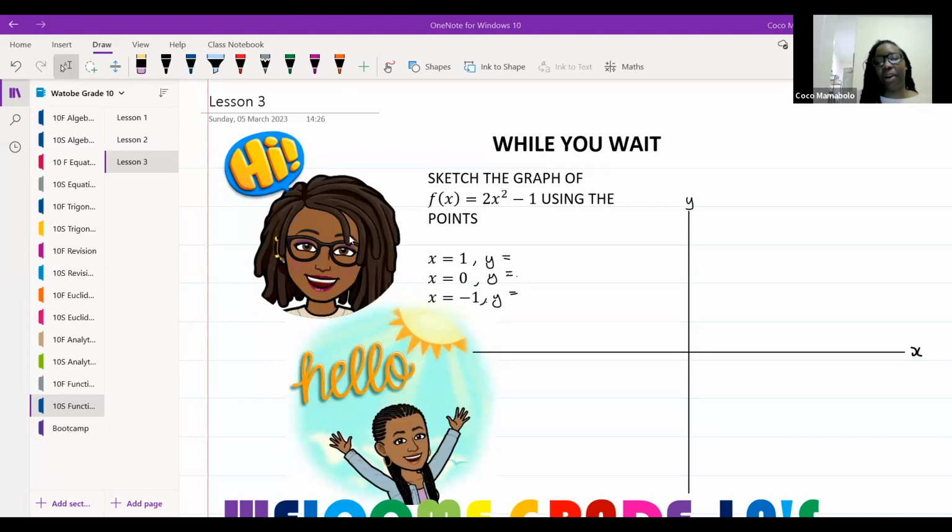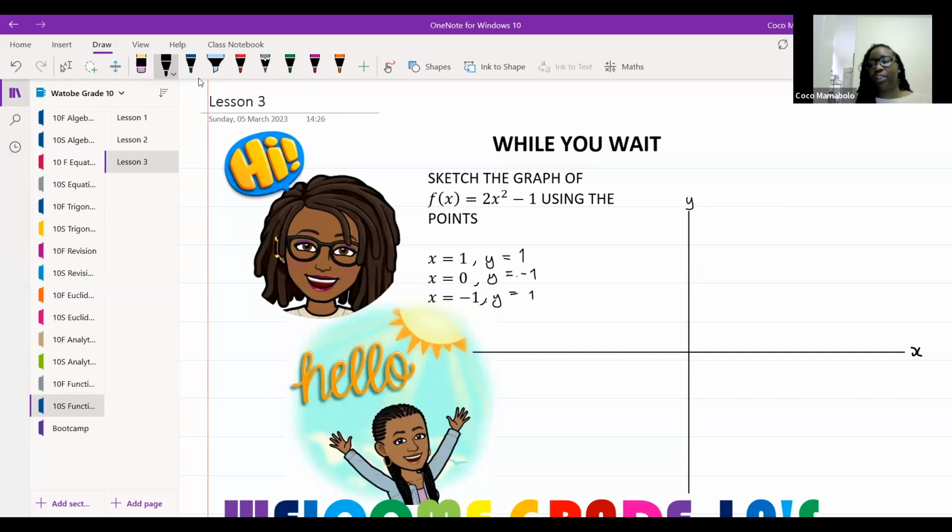Let's get started on this parabola that we've got going. If x is equal to 1, if I replace x with 1 here, I'm going to get 2 multiplied by 1 all squared minus 1, which is equal to 1. So when x is equal to 1, y is equal to 1. When x is equal to 0, y is equal to -1. And when x is equal to -1, y is equal to 1 again.